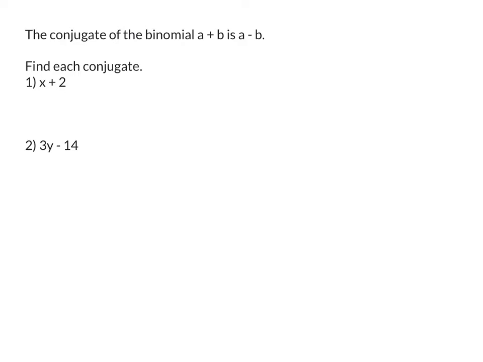its opposite. So in number 1, x plus 2, its conjugate is simply going to be x minus 2. In number 2, 3y minus 14, its conjugate is going to be 3y plus 14. So conjugates have special properties. When we multiply them, like we do here, something unique is going to happen.